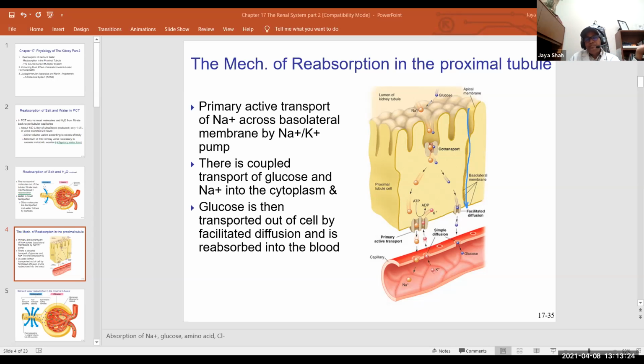It will not be filtered. But if it is more than 110, then it will be filtered here in the glomerulus, and then it is reabsorbed back into your blood. But how long? Until the carrying capacity of these glucose co-transporters is saturated, which is 200 milligram per deciliter. Once your blood is at 200 milligram per deciliter, this system cannot handle it, and then your sugar will pass through the urine, okay? So that is the one way.